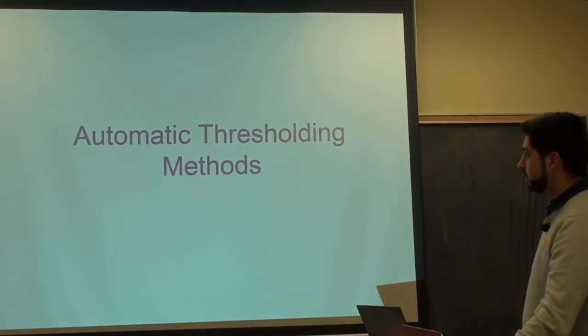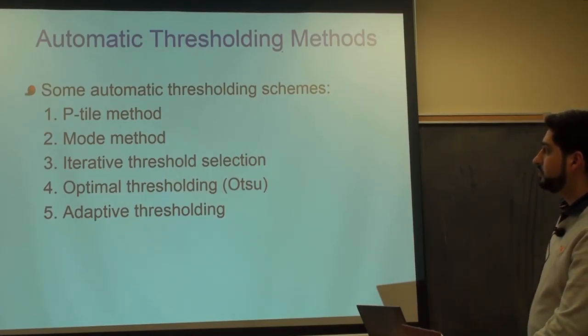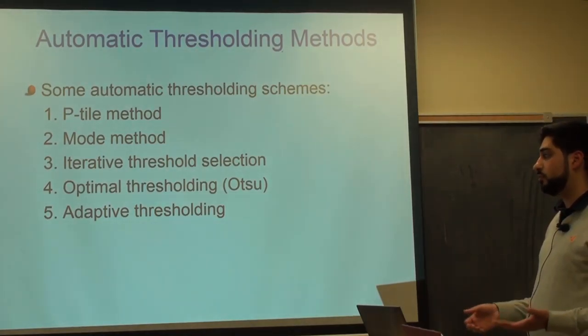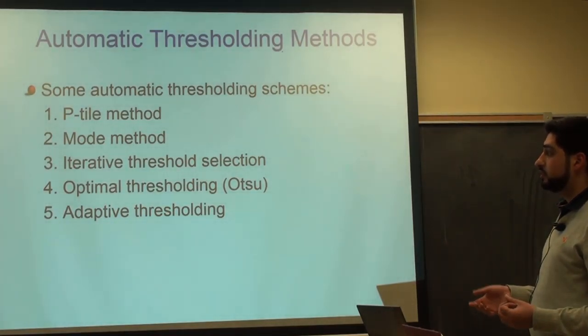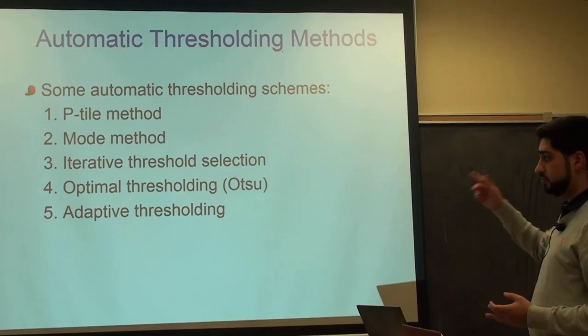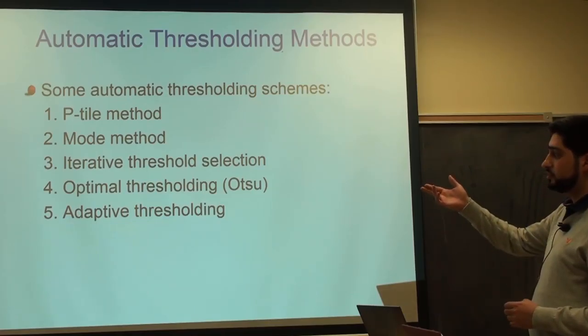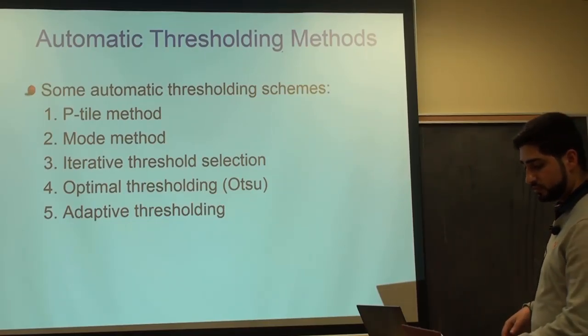Now, automatic thresholds. Here are some methods that you can use to find the threshold automatically, so you don't have to do it manually. One is the percentile method, second is the mode method, then iterative threshold, where you do more iterations to find the threshold, then optimal threshold, which is the most used one, Otsu, and adaptive threshold.